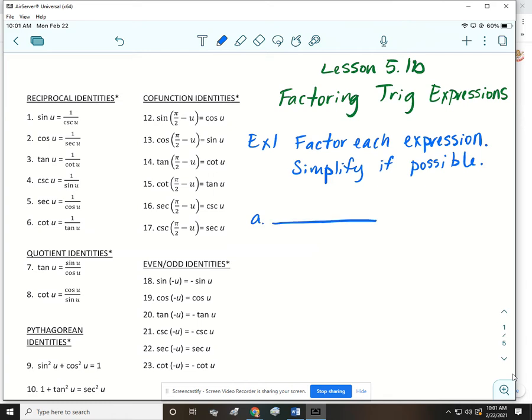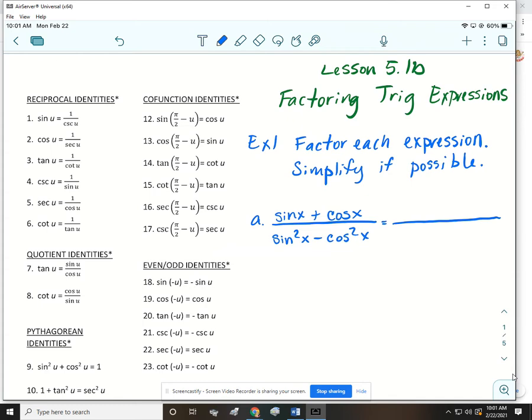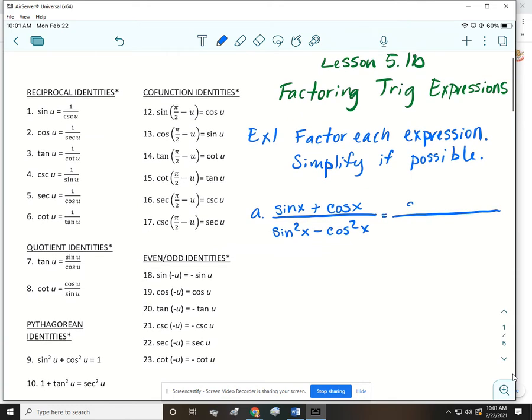For A, we have a fraction. Our numerator is sine of x plus cosine of x, and our denominator is sine squared of x minus cosine squared of x. All right, so just remember that the lesson is on factoring, so we're definitely going to factor every one of these today. The numerator on this one is not going to be able to factor, so we just leave it like it is.